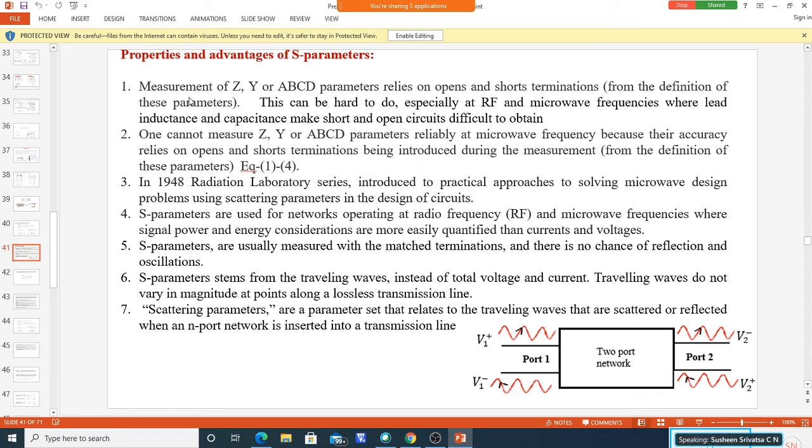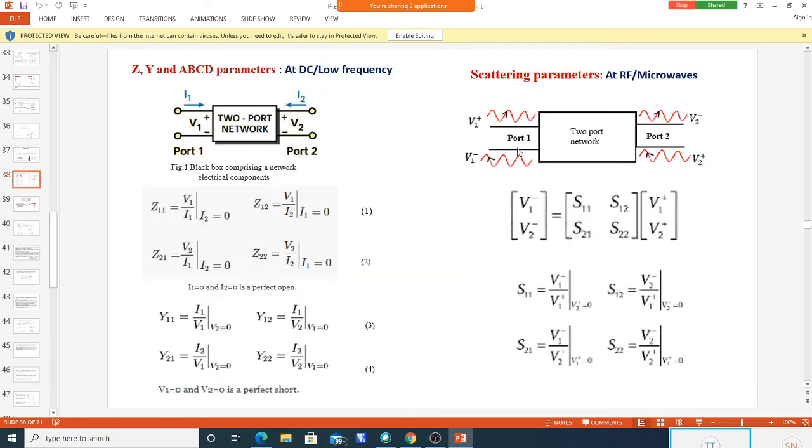Measurement of Z, Y, or ABCD parameters. These parameters are used at low frequency. If you want to measure Z, Y, or ABCD parameters, their measurements depend upon open circuits and short circuits. So while measuring these parameters, we should put open and short terminations. From the definition, while measuring Z11, port 2 must be short circuited or open circuited.